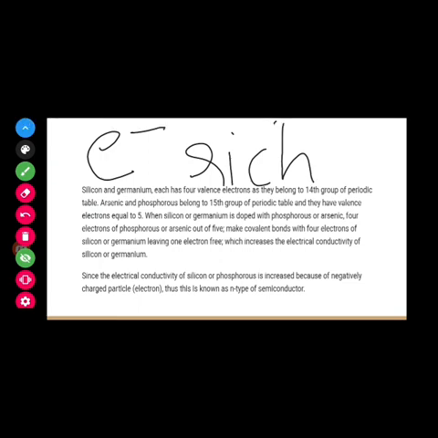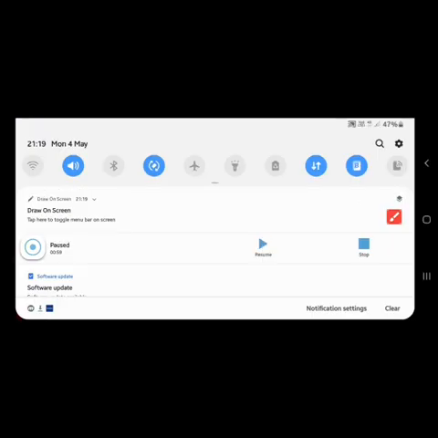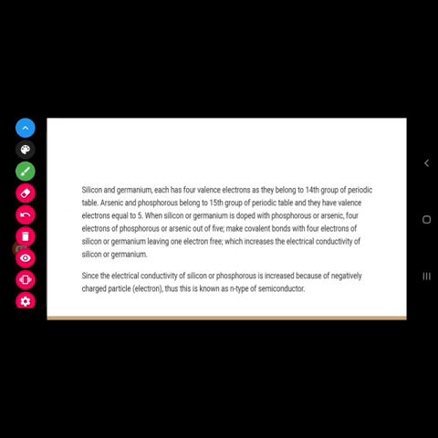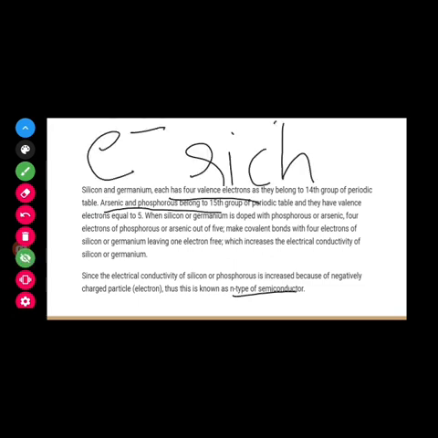Silicon and germanium are semiconductors. These elements belong to group 14 and they have 4 valence electrons. When you dope these elements with group 15 elements, that is arsenic and phosphorus, which have 5 valence electrons, you get an N-type semiconductor.